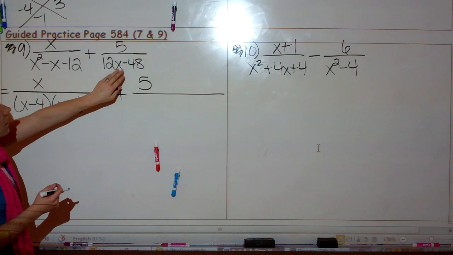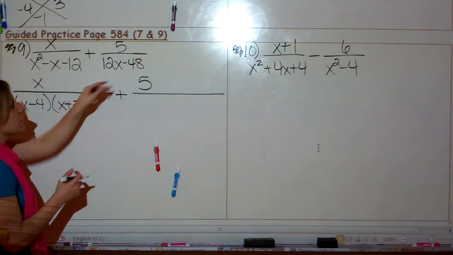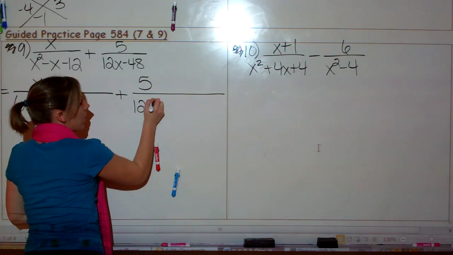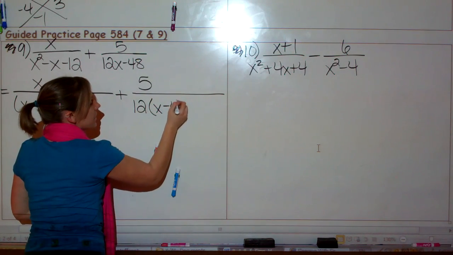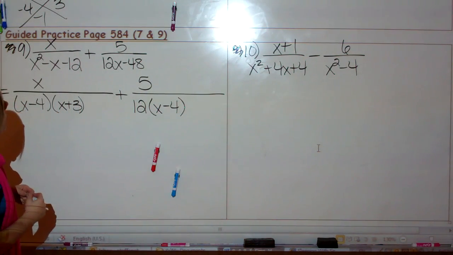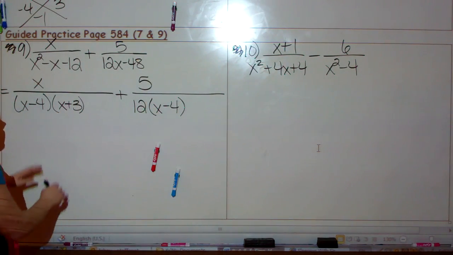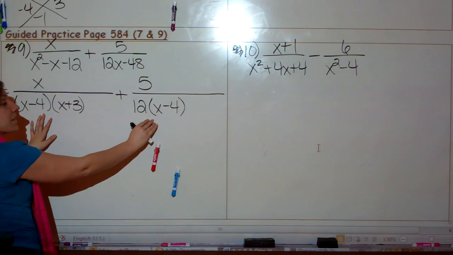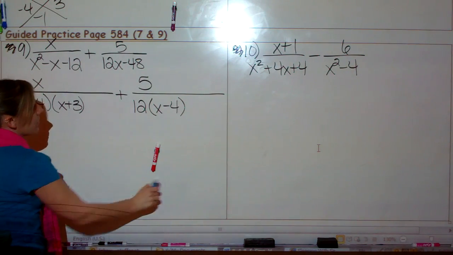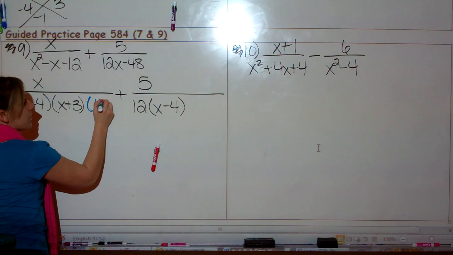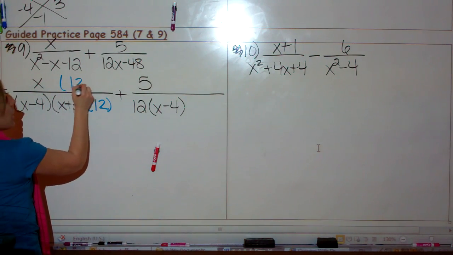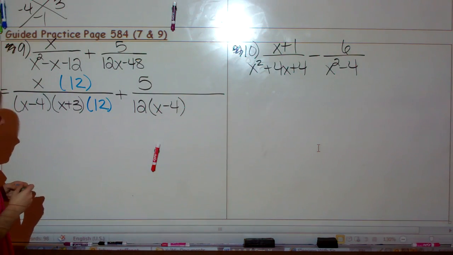All right, here, it's just GCF in our factoring. So the GCF of this is a 12. So we're left with x minus 4. All right, so now we ask ourselves, what is this one missing that this one has? All right, and we can tell that that would be a 12. So we multiply a 12 on top and on bottom.